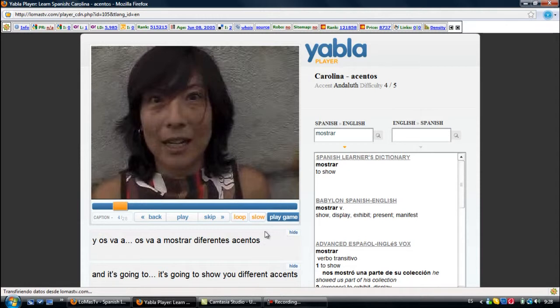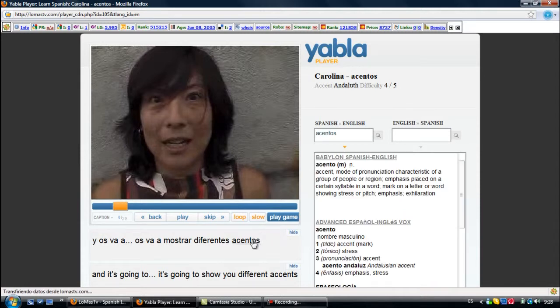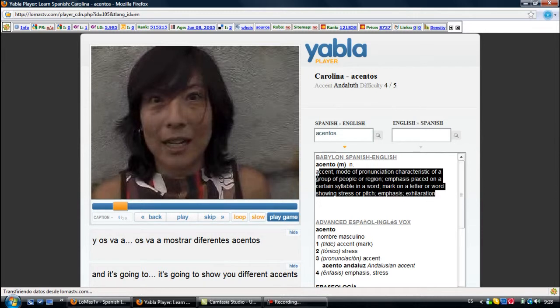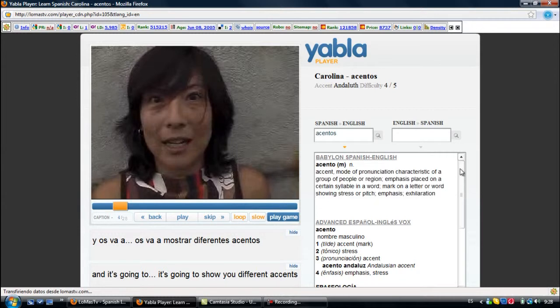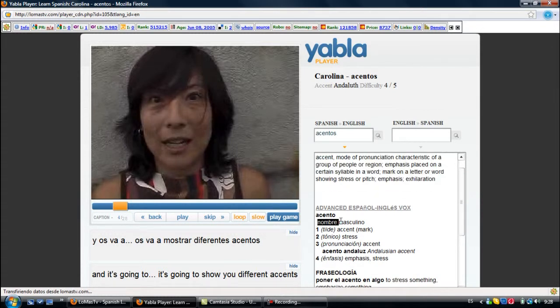Okay, so if we click on another word, acentos, notice that it will say accent, mode of pronunciation, characteristic of a group of people or region. So we have like a really good definition here about what an accent is. It also tells us that it's masculine. So if you already know, there are feminine and masculine words in Spanish, and you have to know if they're feminine or masculine, basically, in order to be able to correctly say a sentence or say something.